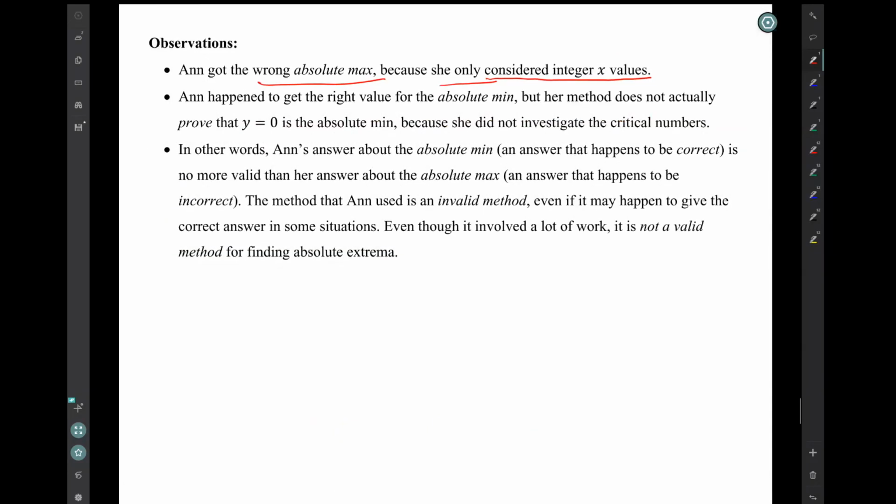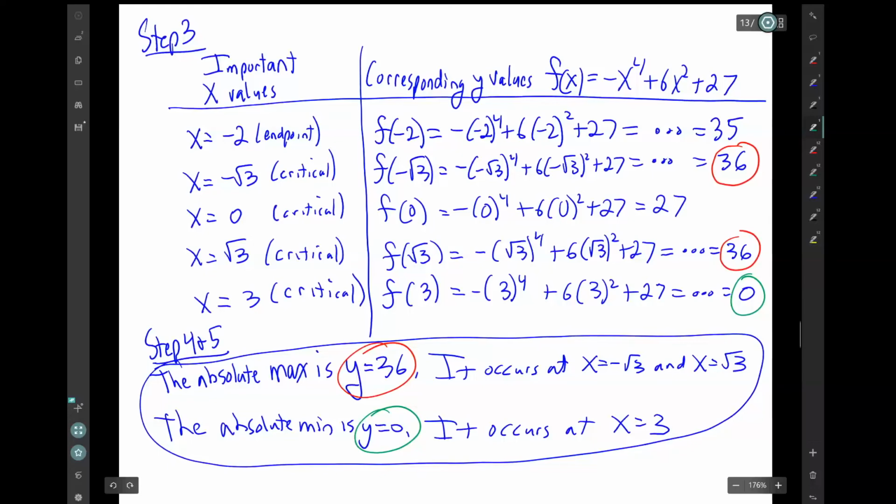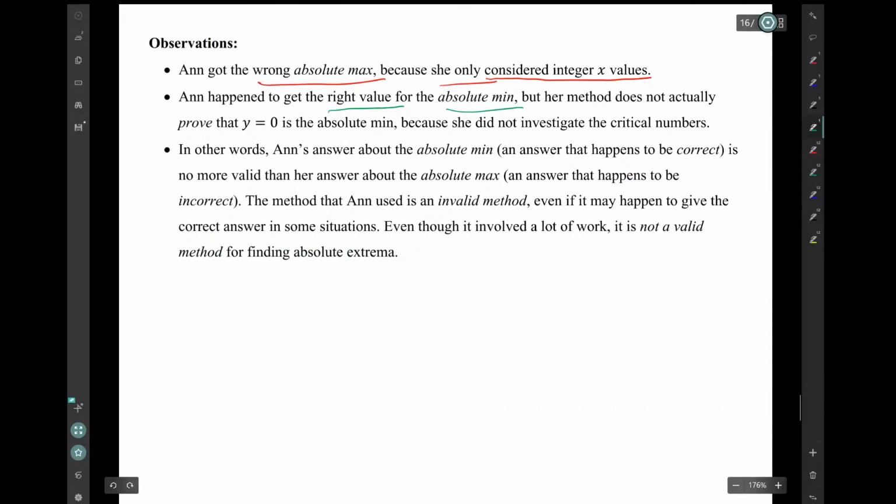Now, Anne happened to get the right value for the absolute min. She got the absolute min of y equals 0. That is the absolute min. Good for Anne. But the thing is, her method does not actually prove that y equals 0 is the absolute min, because she did not investigate the critical numbers.